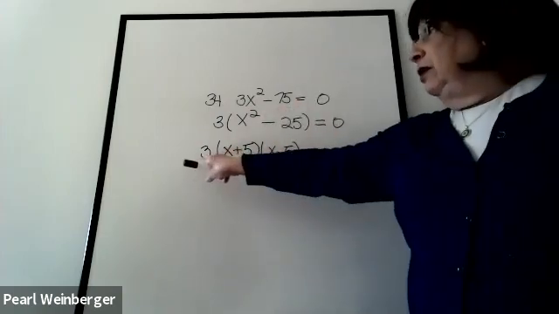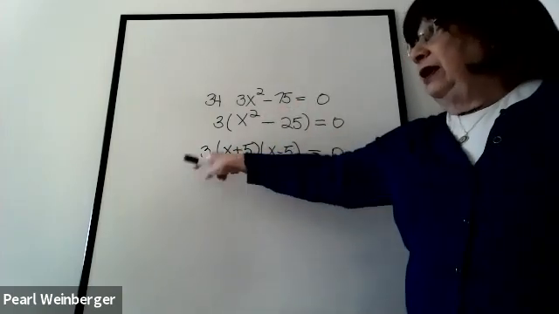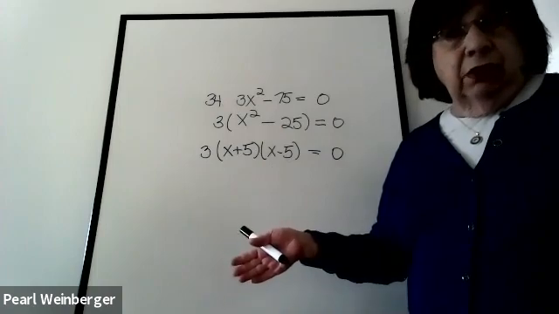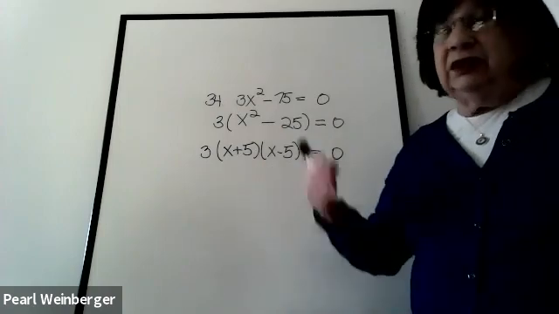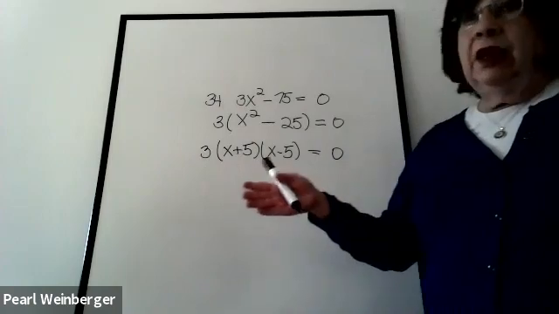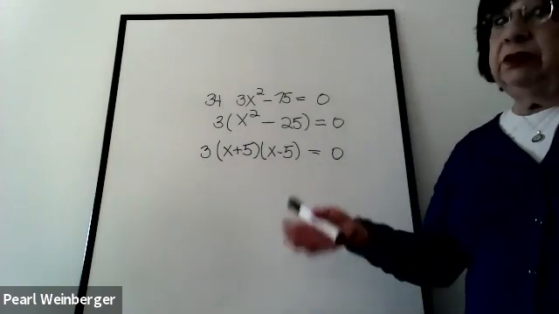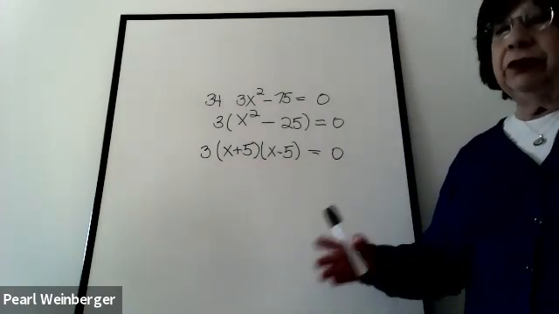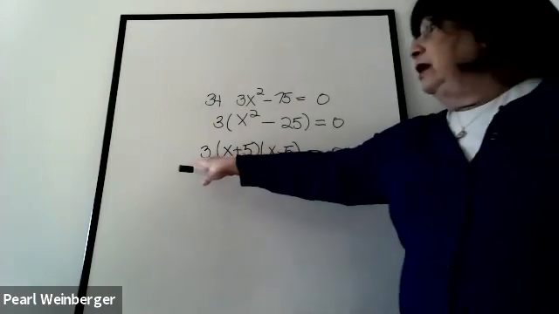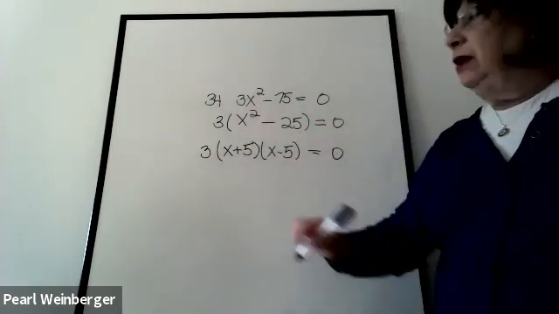But if I think about it, the first factor, the 3, can never be equal to 0. It doesn't have any x in it. It doesn't have any variable. It's just a plain 3. The only thing a plain 3 can equal is plain 3. It can never equal 0. 3 does not equal 0. So I can ignore that 3.